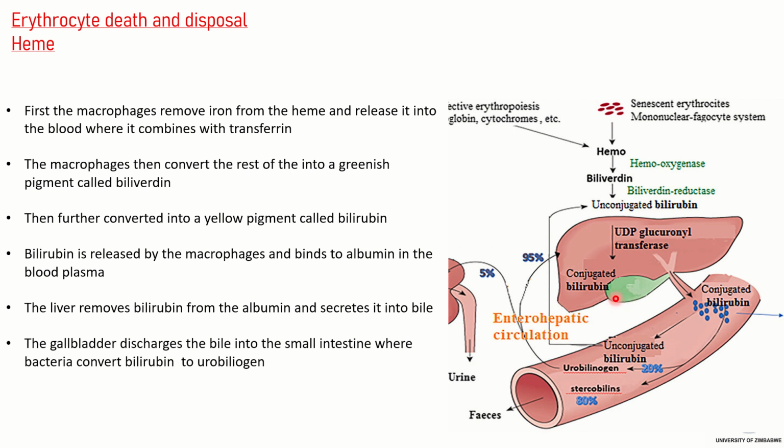And we see that the gallbladder discharges this bile into the small intestines, where bacteria convert this bilirubin into urobilinogen, which is excreted as feces, or it can be in another pigment, urochrome, which is excreted or discharged as urine, right?